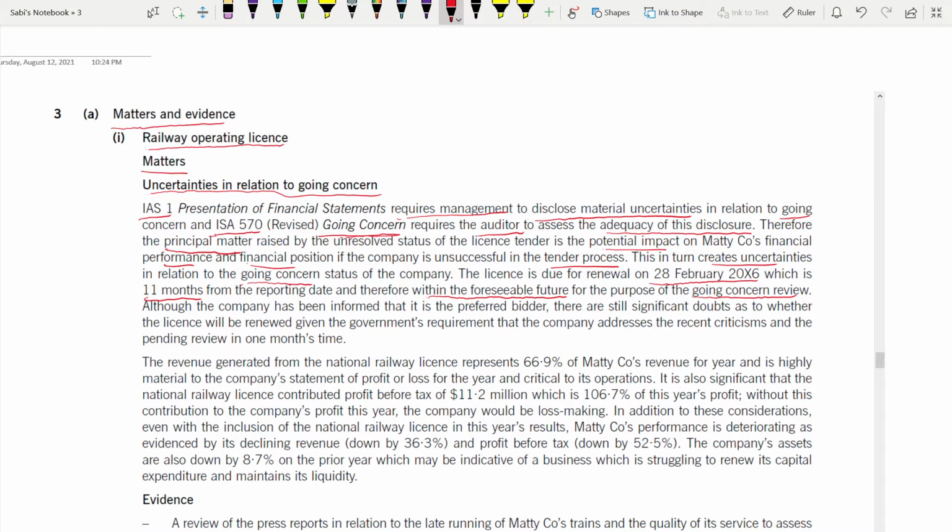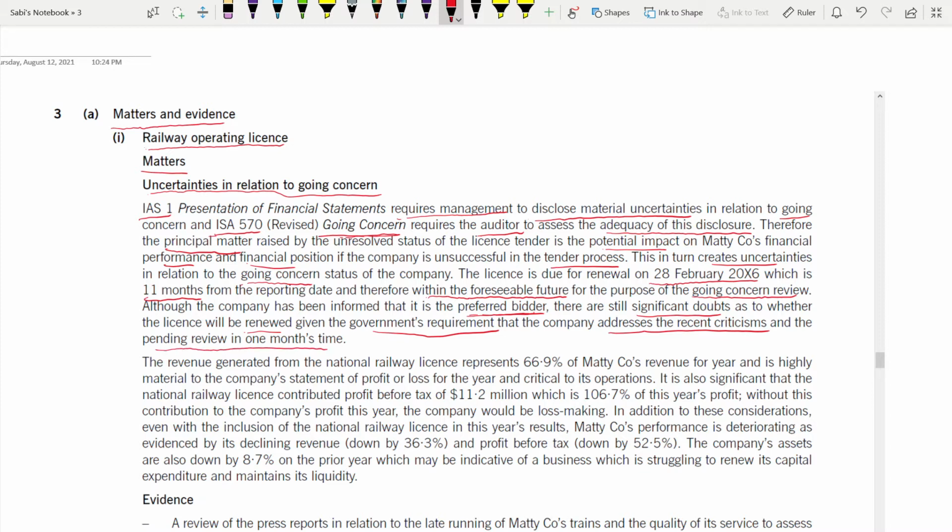So although the company has been informed that it is the preferred bidder, remember this is from the case, you have to talk about the facts that even though they know that government is preferring them, still significant doubts are there as to whether the license will be renewed given the government's requirement. What were the government's requirements? That they will renew based on what? That the company addresses the recent criticisms and the pending review in 1 month's time.